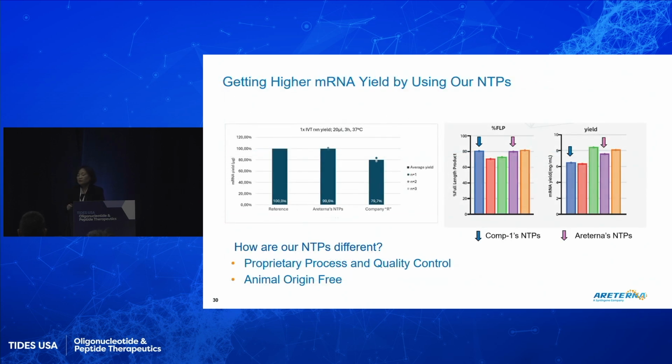Very interestingly, we started sending samples to clients for testing, and I got some somewhat surprising feedback. About 5 clients told us our NTPs actually give them higher yield, and you're looking at 2 examples. So I talked to my scientist, asking is this real? He said yes, there's one quality attribute we control that gives you this kind of result, but we're not going to tell everybody because that's our trade secret. Again, our NTPs are also animal origin free.